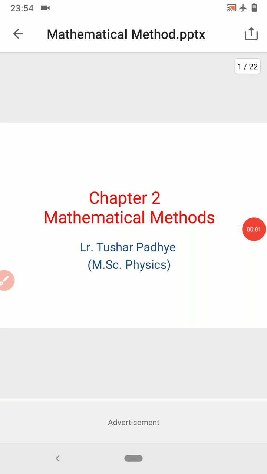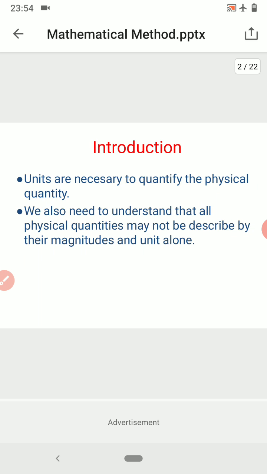Hello friends, today we are going to learn chapter number 2, mathematical methods. In the previous chapter we had studied the units, the physical quantities, their units, their dimensions, etc. And we concluded that units are necessary to quantify the physical quantity.